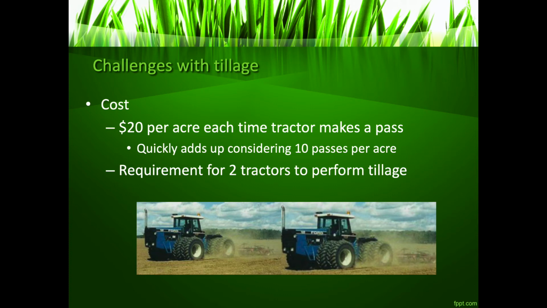Another challenge with tillage is the cost. At a cost of $20 per acre every time the tractor makes a pass, the costs quickly add up considering each acre is covered 10 times. Additionally, in order to cover all acreage in a timely manner, there is a requirement for multiple tractors to be operating at a given time. This increases both equipment and maintenance costs.